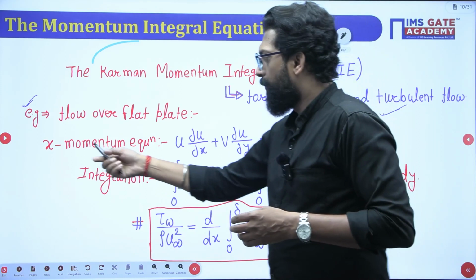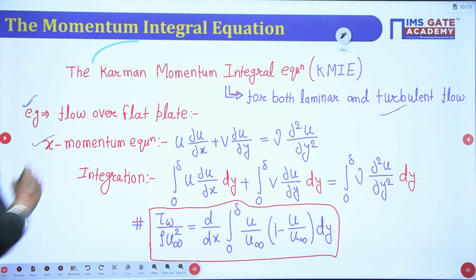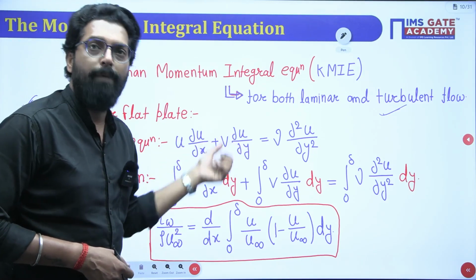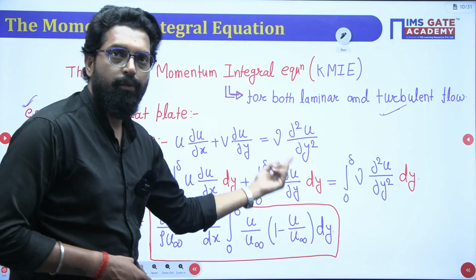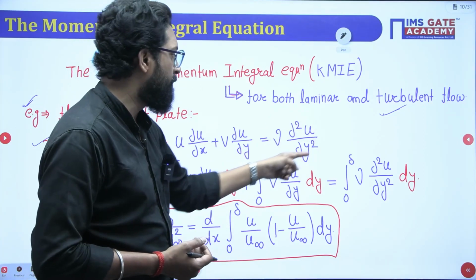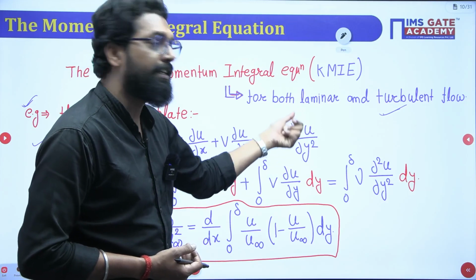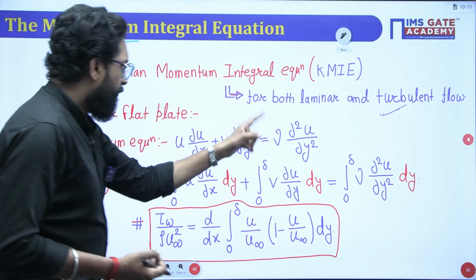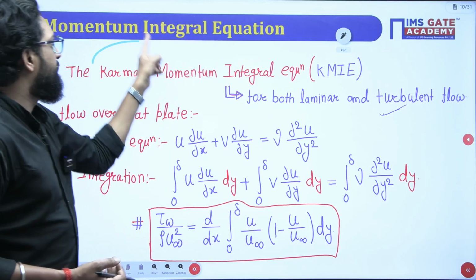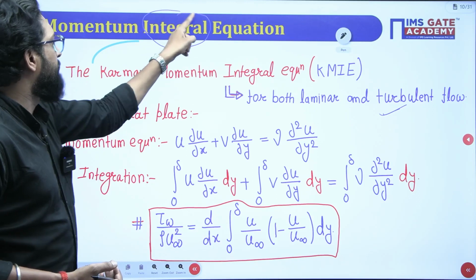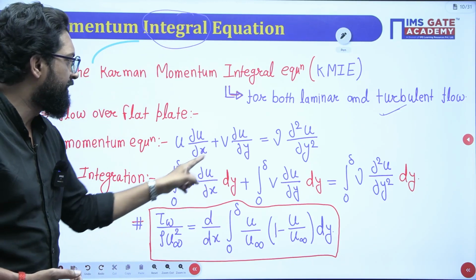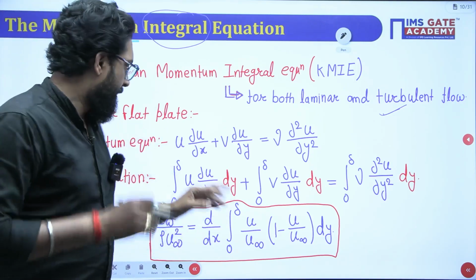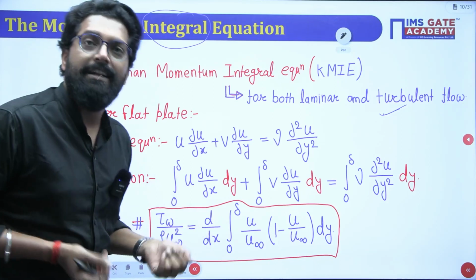Okay. So we know what the momentum equation of the flow over a flat plate is: u dou u by dou x plus v dou u by dou y is equal to, plus this is your transverse diffusion, that means the diffusion of a momentum disturbance in a transverse direction, mu d square u by dy square. Now we integrate. Why? Because the name itself suggests that it is the integral. That means you can integrate this equation. So integration, the limit is 0 to delta. Delta is the boundary layer thickness, up to which the velocity is approximately the free stream velocity.